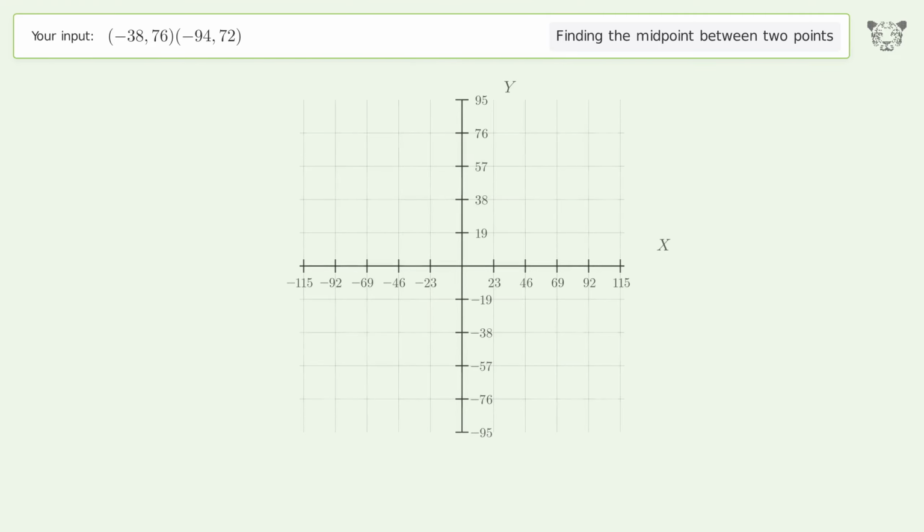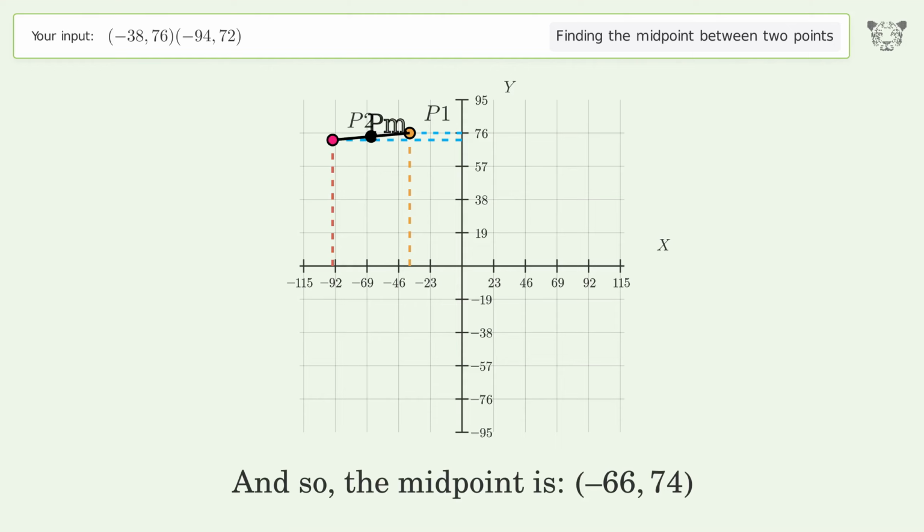And so, the midpoint is negative 66, 74.